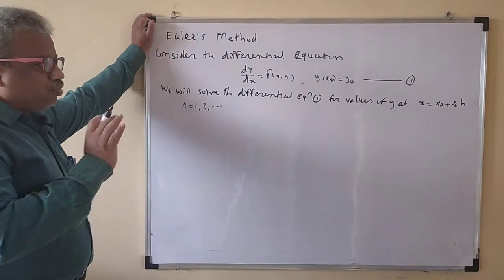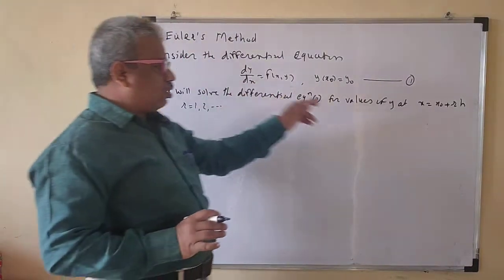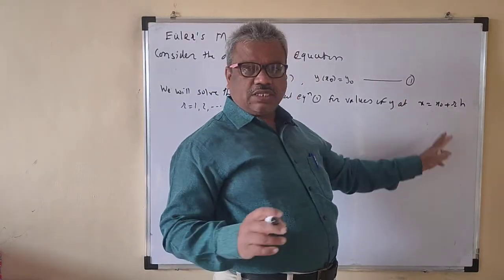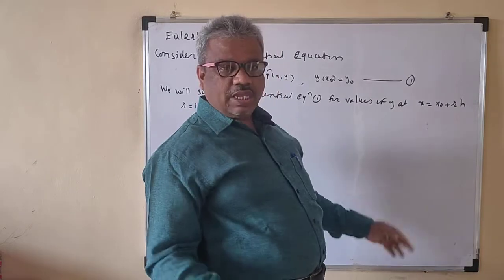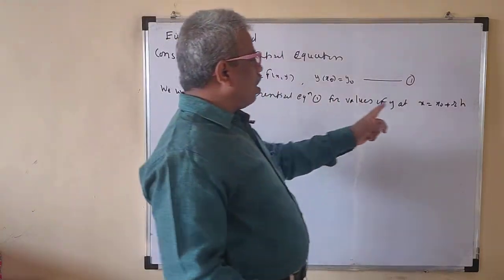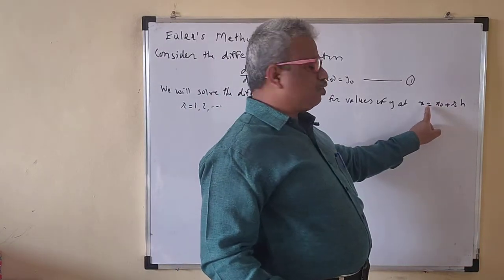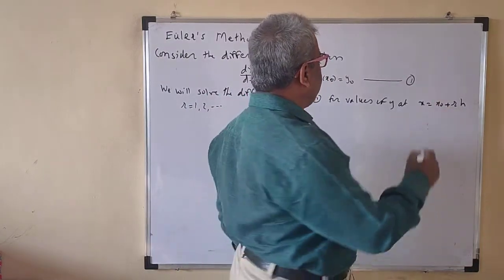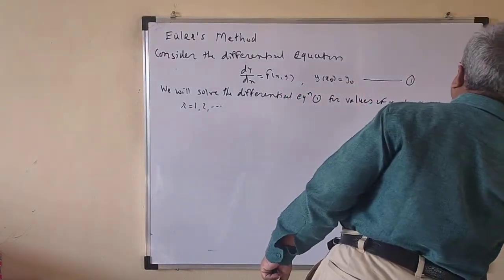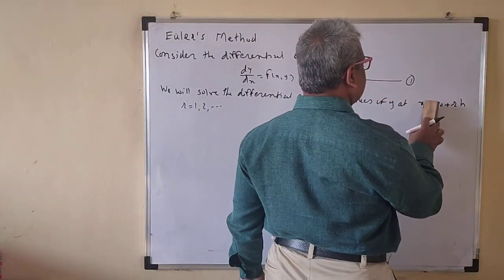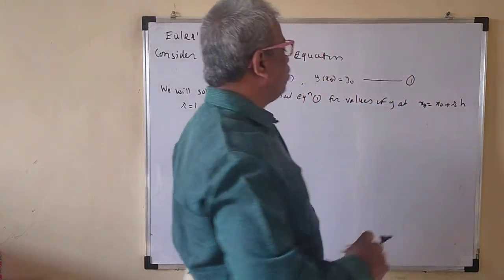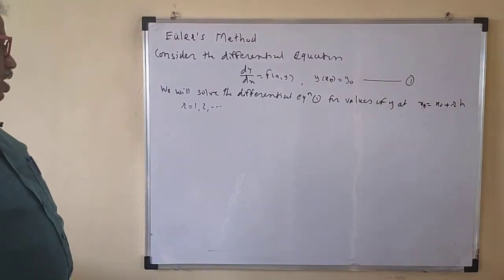We have to solve this differential equation for the values of y at x = x0 + rh. That means x = x1, x = x2, and so on. If r = 1, we get x1, so x1 = x0 + h, and so on.